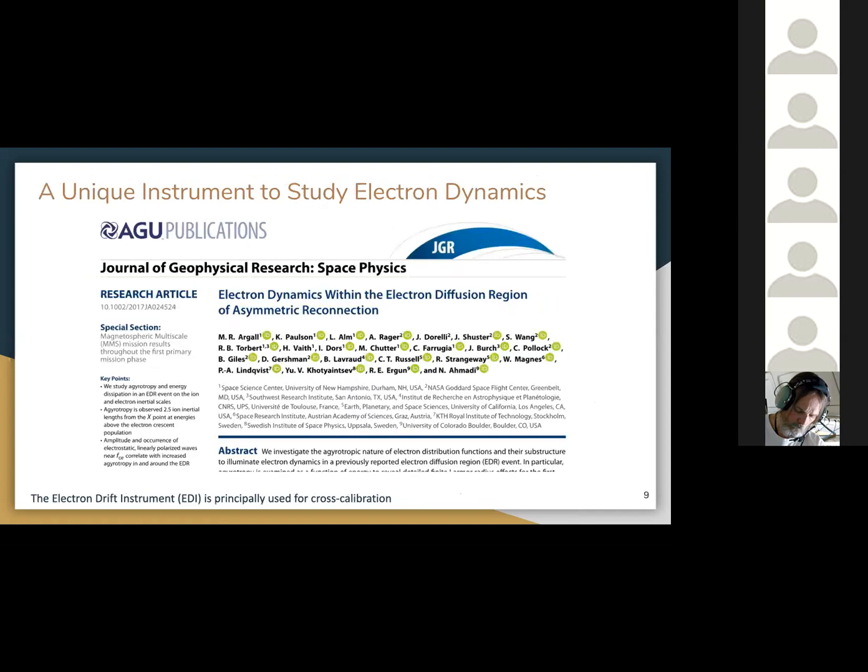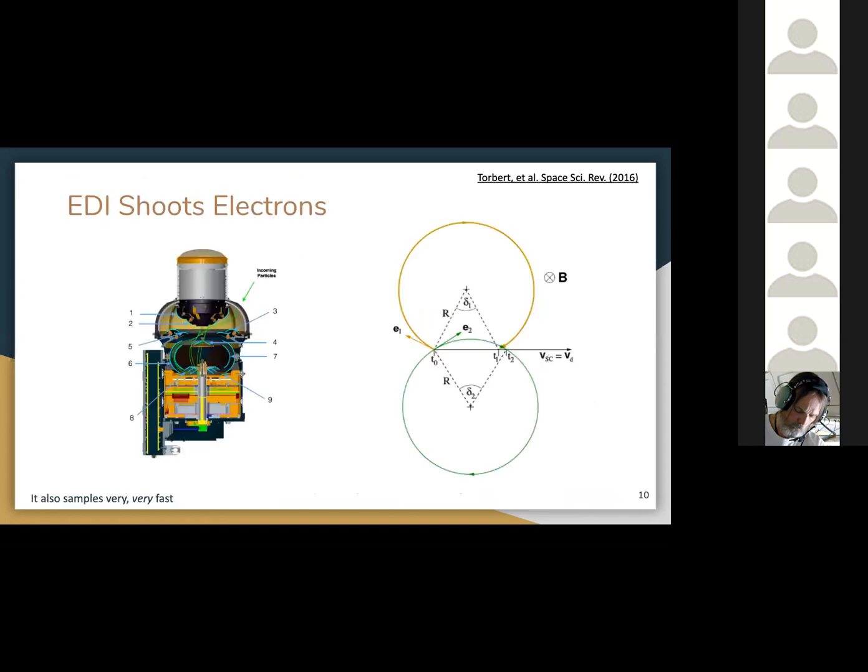So after we found the first EDR, I wanted to use one of our unique instruments to study the electron dynamics in greater detail. The electron drift instrument is principally used for cross-calibration to ensure that our magnetic and electric field measurements are accurate. To do so, it shoots an electron beam. It has a coded electron beam that is aimed perpendicular to the magnetic field. It is fired, orbits around the magnetic field and comes back to the spacecraft on the other side. And the detector on the opposite side looks for the coded message.